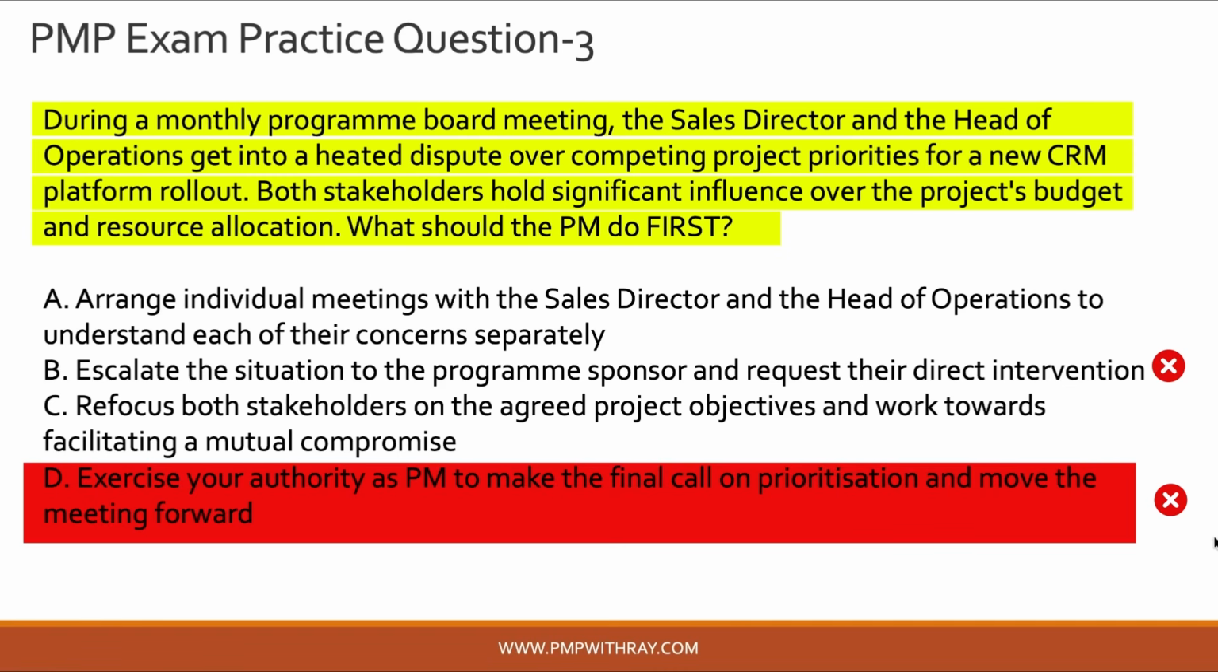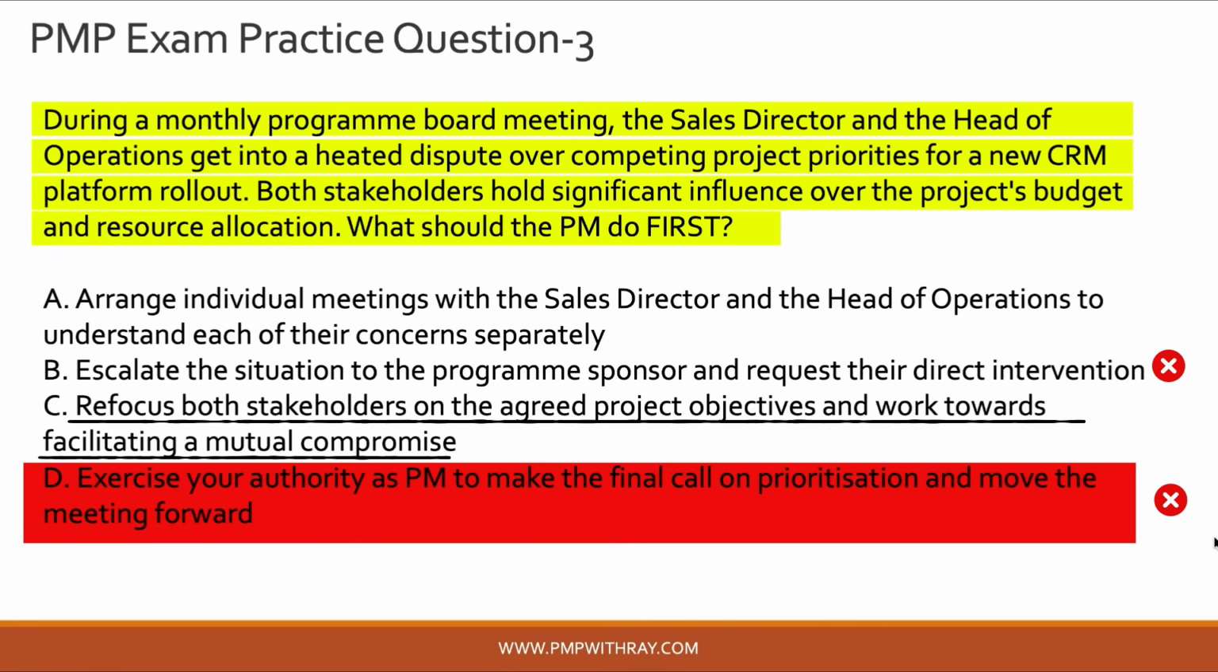Let's look at option C, and this is a tricky one, and it is a very, very close answer choice, but it's an incorrect answer choice as well. Okay, and I'll tell you why. So, refocus on objectives and facilitate a compromise. Now, that feels right, doesn't it? Very collaborative, very PMI-ish, okay?